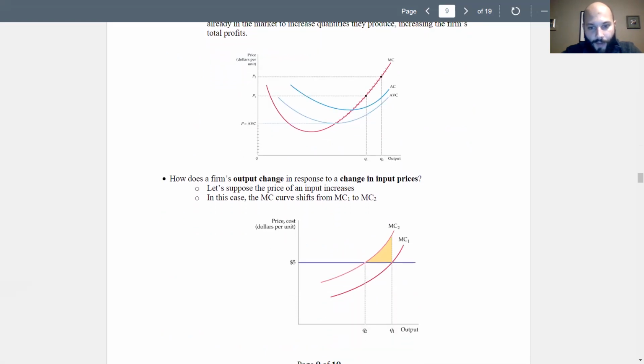Right, what happens if we have, say, changes of input prices? Changes of input prices are going to change marginal cost. Right, what does that look like? There's our supply shift. If input prices increase, in this case our marginal cost goes up. This is a supply shift to the left, or a supply decrease.